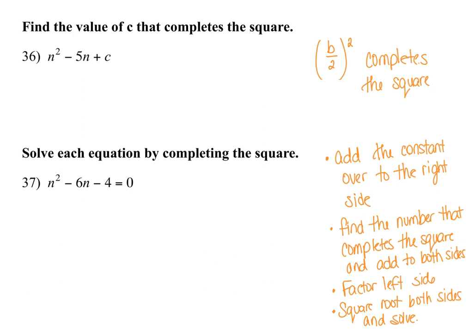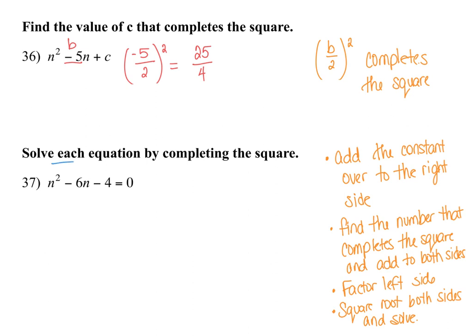So just a reminder, to complete the square, you take, in standard form, the b value. You put that always over 2, and then you are going to square it. Remember, it's always going to be a positive number when you square it, so this one would be 25 over 4.